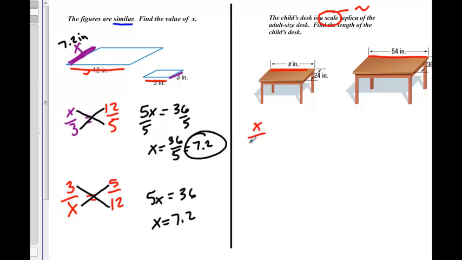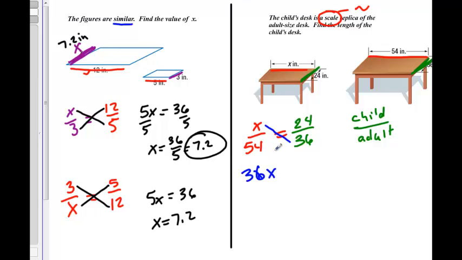So x is to 54. Set that equal to 24 inches on the width, matched with 36 inches on the actual width. So 24 first, 36 next. Notice I did child, compared that to adult, and I stayed consistent on both. All right, let's knock it out. So we've got 36 times x in the cross multiply. Ooh, that's a 6. And we've got 54 times 24. I don't know what that is. My calculator tells me it's 1296.